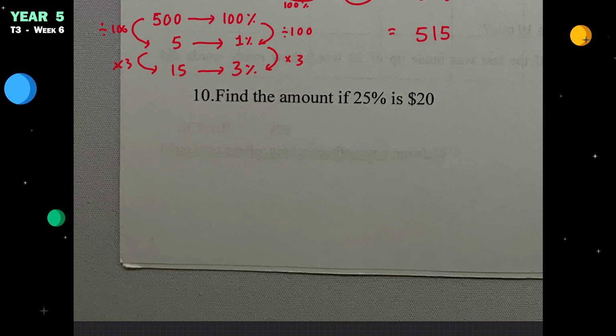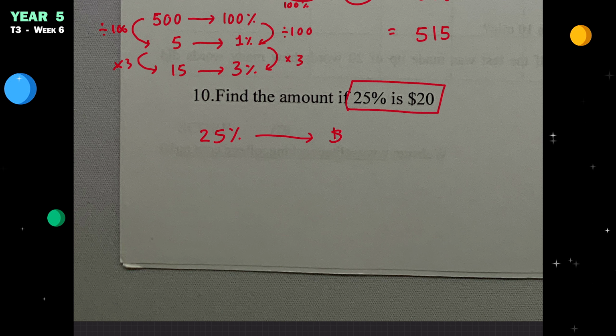Find the amount if 25% is 20. So what does that mean? There's a connection already. In the question, they gave you the connection between the percentage and the value. So that means 25% is your $20. And it says find the amount. What does that mean? That means find the whole amount.